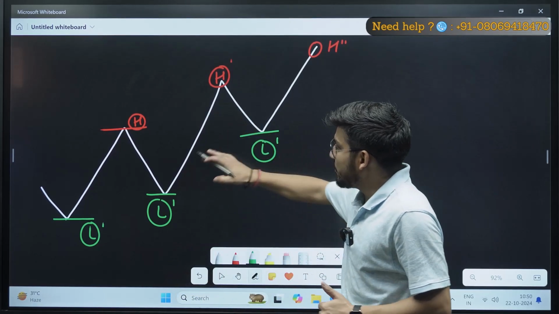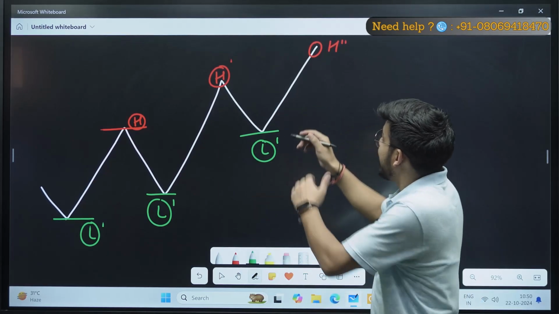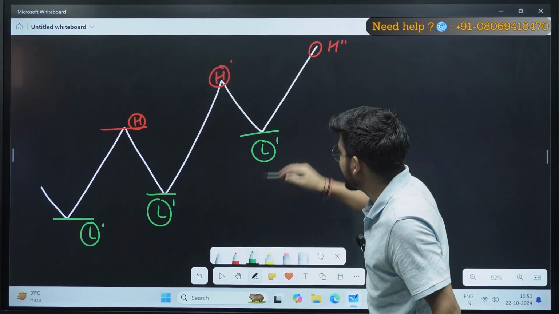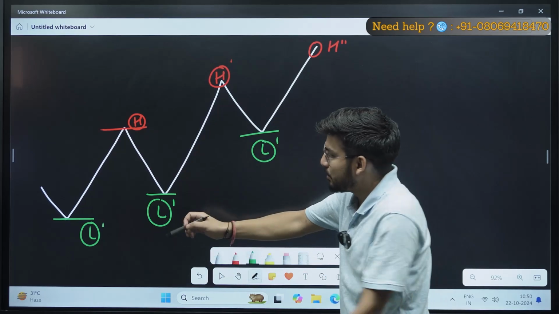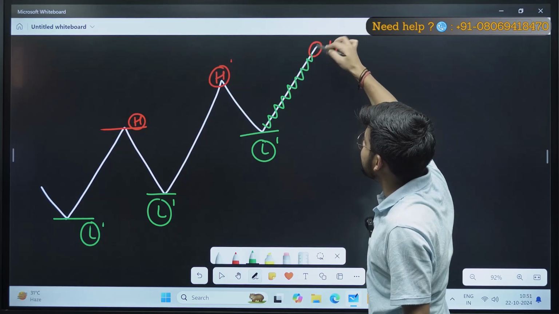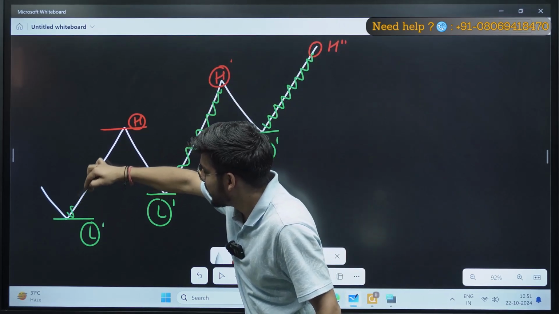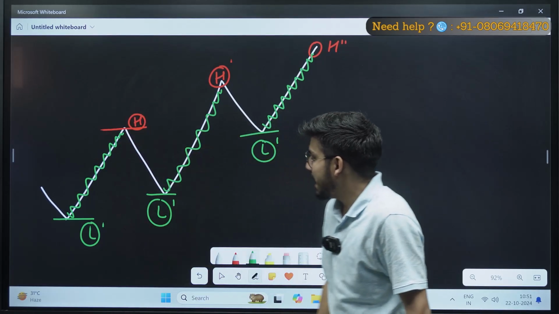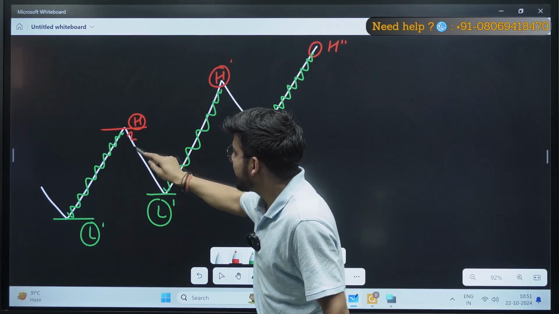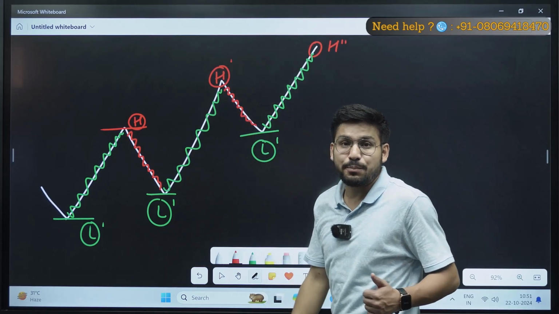Now whenever you are looking at a trend, make sure of your advancing movement. If I'm talking about an uptrend, this is my advancing movement, in which the market is moving above. And this is my pullback, when the market is coming down. So there can be pullbacks in an uptrend, right?